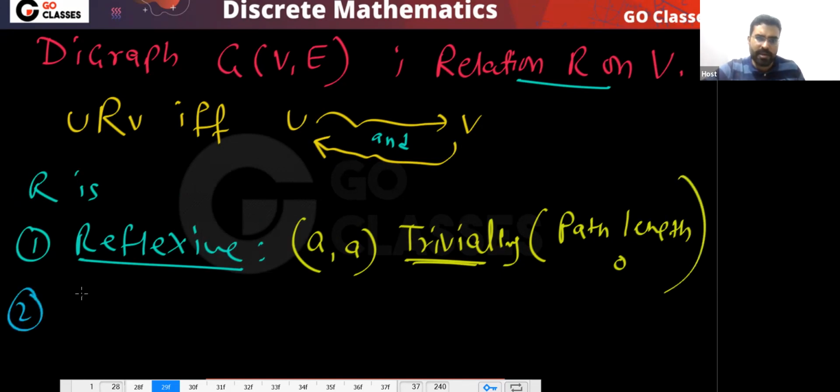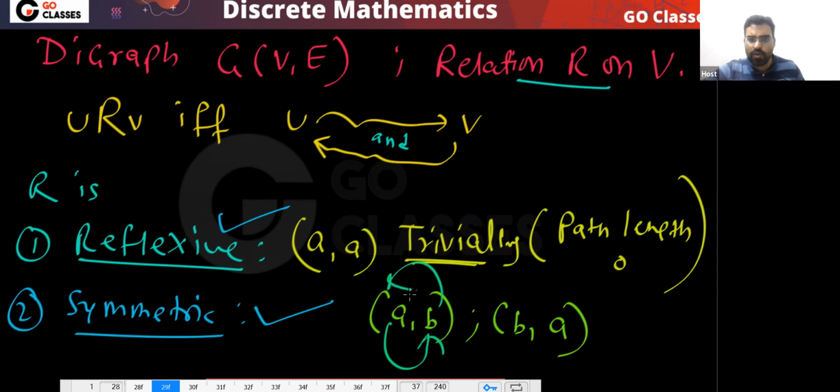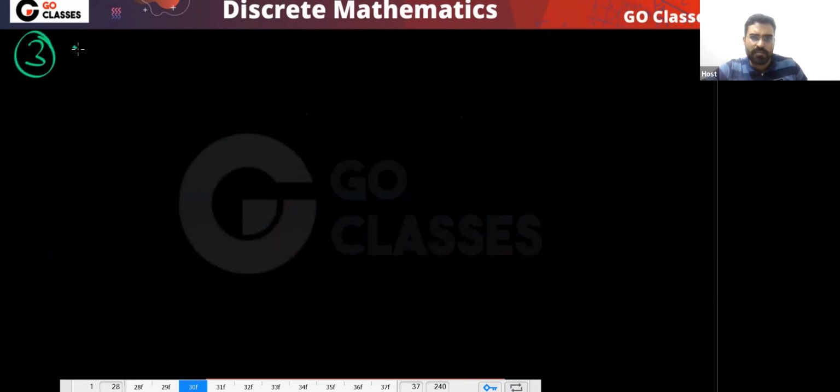Next, is this relation symmetric? And the answer is yes, the relation is symmetric also. Because it is very simple: if A comma B are strongly connected, then B comma A are also strongly connected. It means there is a path from A to B and there is a path from B to A, so it automatically means there is a path from B to A and a path from A to B. If A is related to B, meaning they are strongly connected, then B comma A is also strongly connected. What about the transitive property?